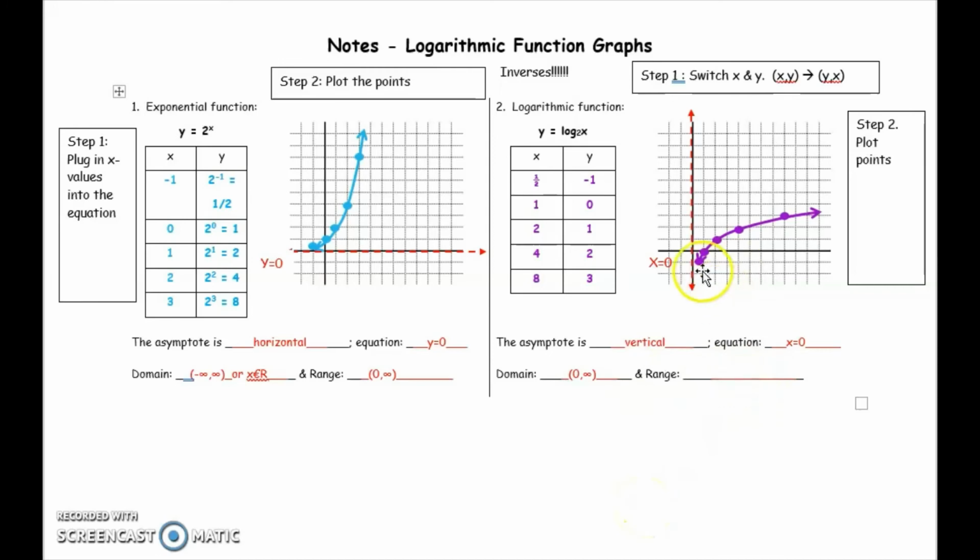Our range is our y values. So up and down. So this goes down forever and ever and ever, and this goes up forever and ever and ever. So this is going to be from negative infinity to positive infinity.